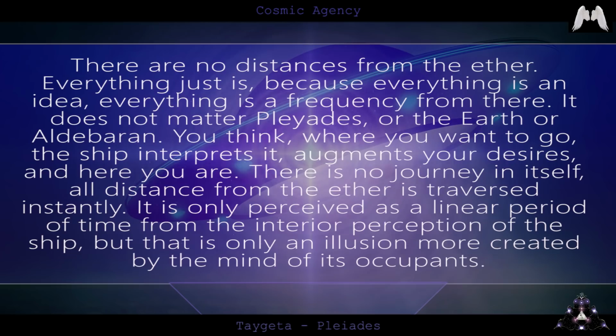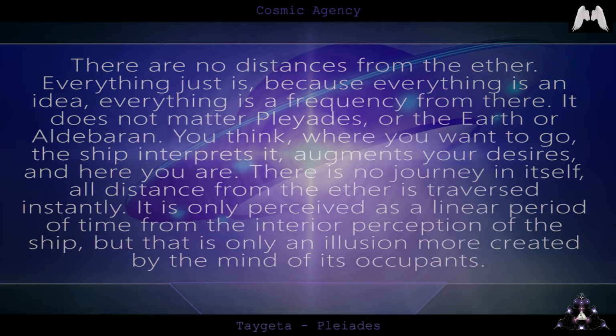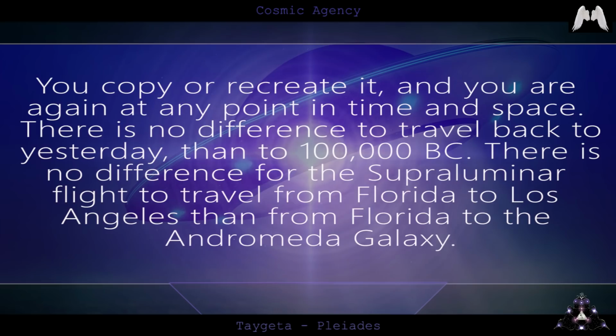It does not matter if it is the Pleiades or the Earth or Aldebaran. You think where you want to go, the ship interprets it, augments your desires, and here you are. There is no journey in itself. All distance from the ether is traversed instantly. It is only perceived as a linear period of time from the interior perception of the ship, but that is only an illusion created by the mind of its occupants.